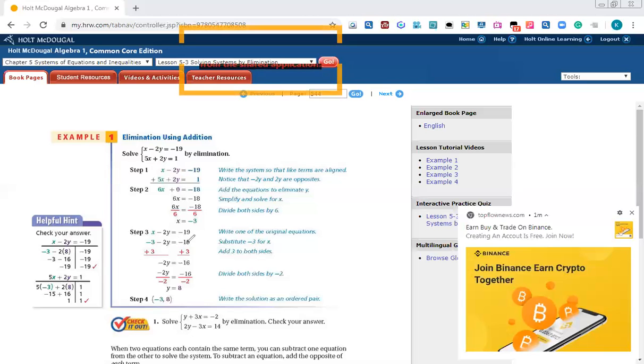If you have minus 3, add 3. Minus 3 minus 2y equals minus 19. So minus 2y equals minus 16. Minus 2y divided by minus 2 equals minus 16 divided by minus 2. So y equals 8. So the answer is minus 3, 8.